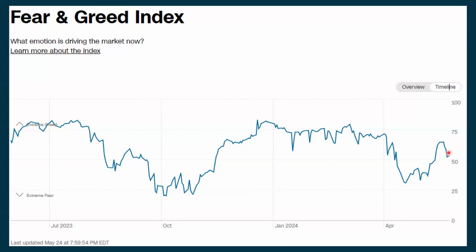The only time that we start using this as a contrarian indicator is when we get above 75 to the upside and below 25 to the downside.